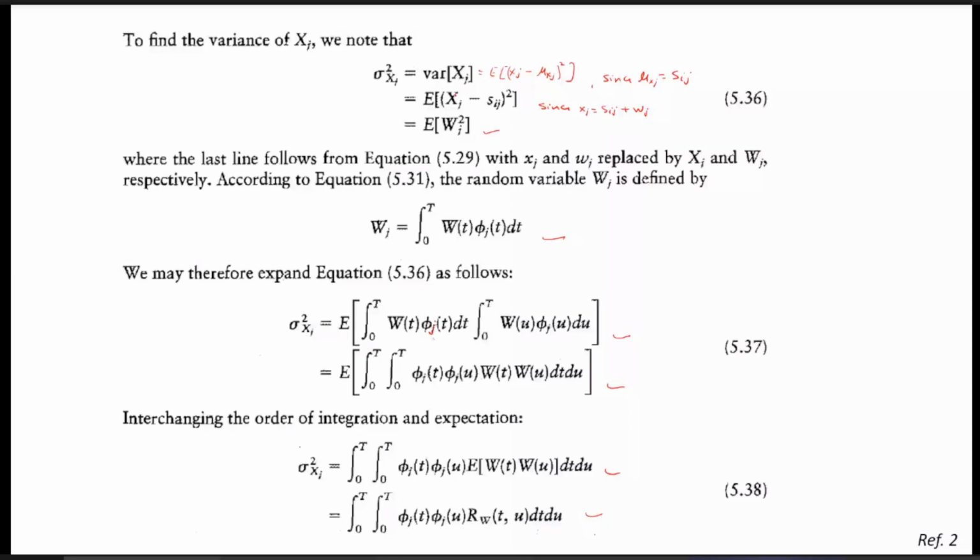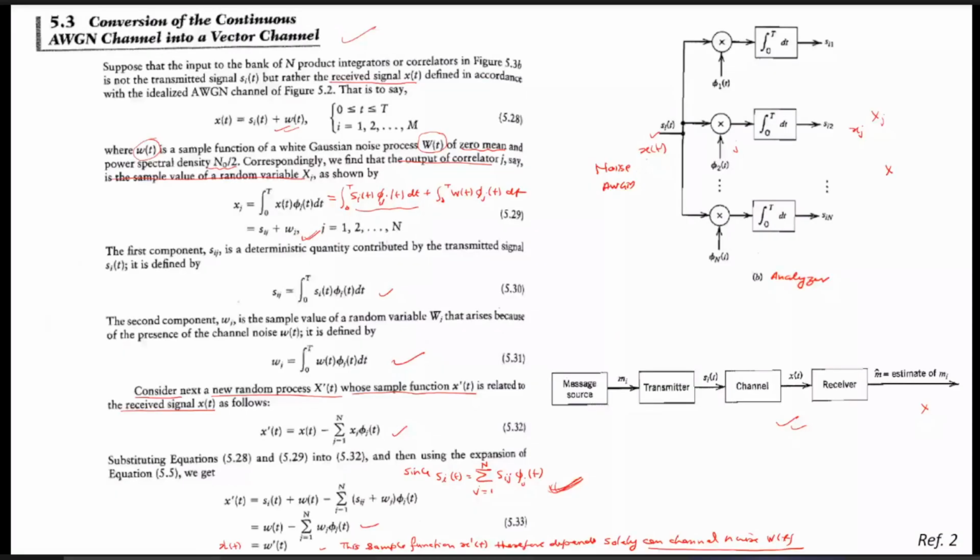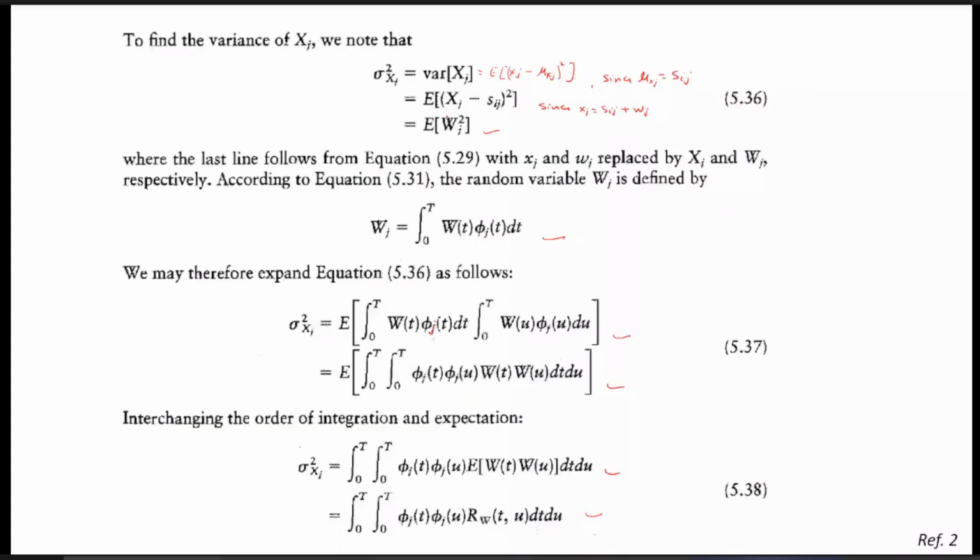So xj equals Sij plus Wj. So xj minus Sij, whole square, will be simply Wj square. So this is the expected value of Wj square, and Wj is defined by the integral of Wt phi j t. This is the output noise random variable of the jth correlator, and Wt is the input noise.